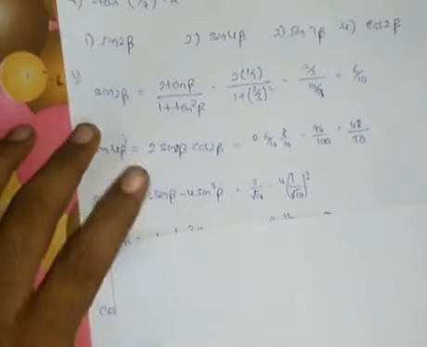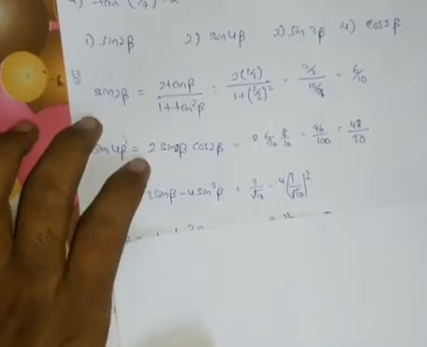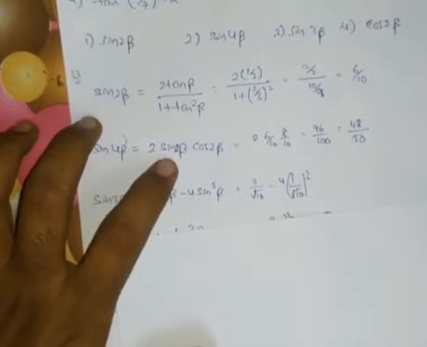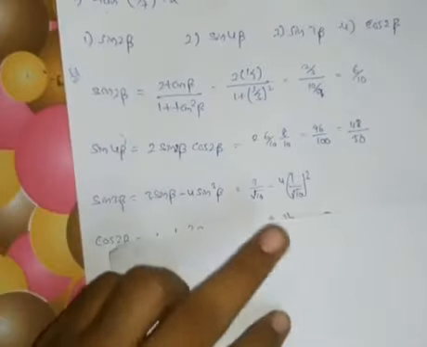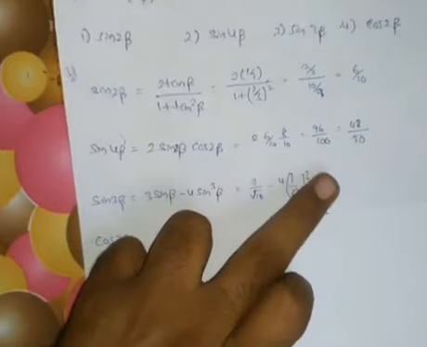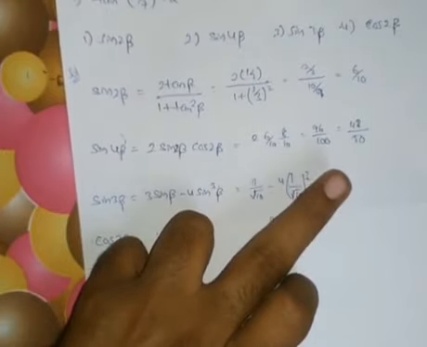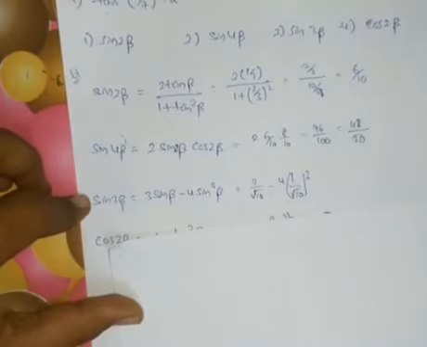So in option 2 we will use the value from the fourth option. We already have sin 2 beta from the first option, that is 6 by 10. Directly substituting 2 into 6 by 10 and 8 by 10 from the fourth option, we get 48 by 50. So this is the value of sin 4 beta.